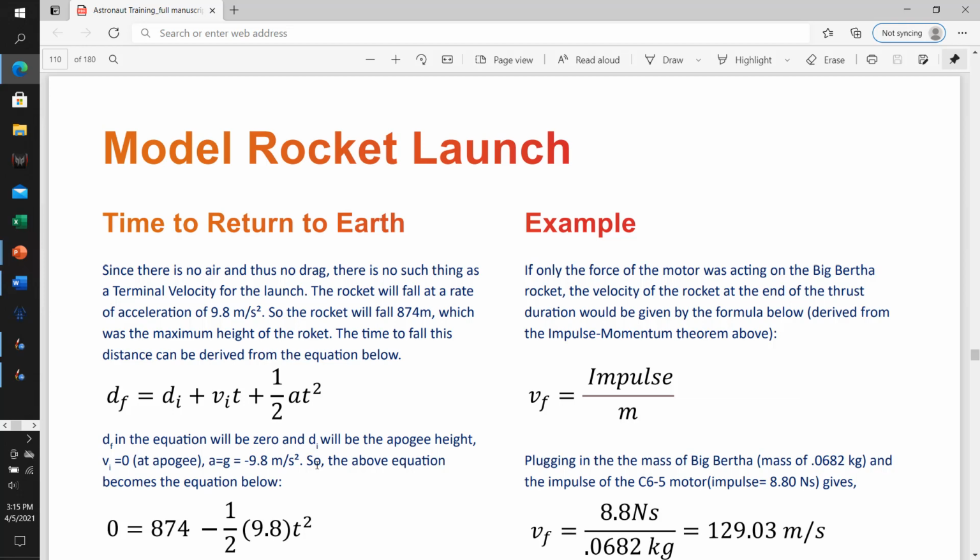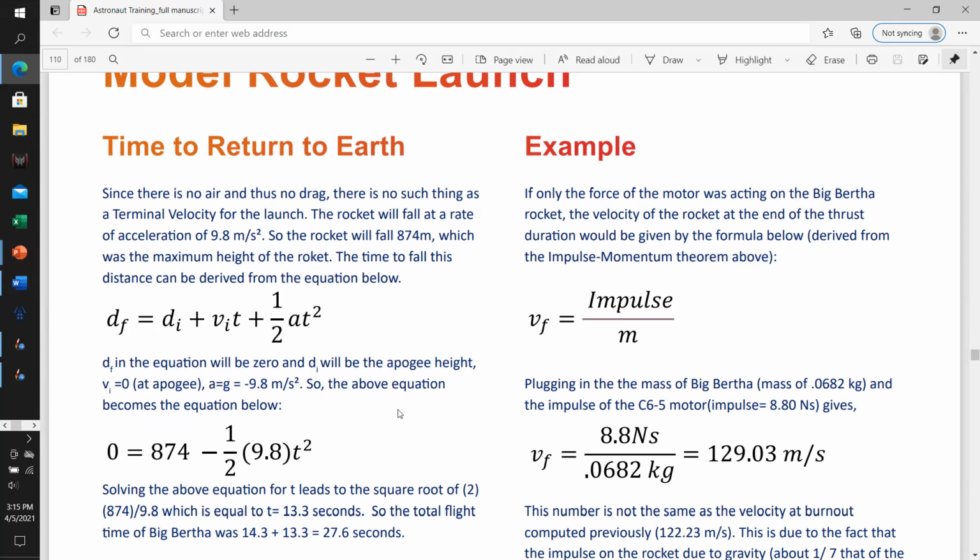Okay, so time to return to Earth. Since there is no air and thus no drag, there is no such thing as a terminal velocity for the launch. So the rocket will fall at an acceleration of 9.8 meters per second squared. The rocket will fall 874 meters, which was the maximum height of the rocket. The time for the rocket to fall this distance can be derived from this equation here.